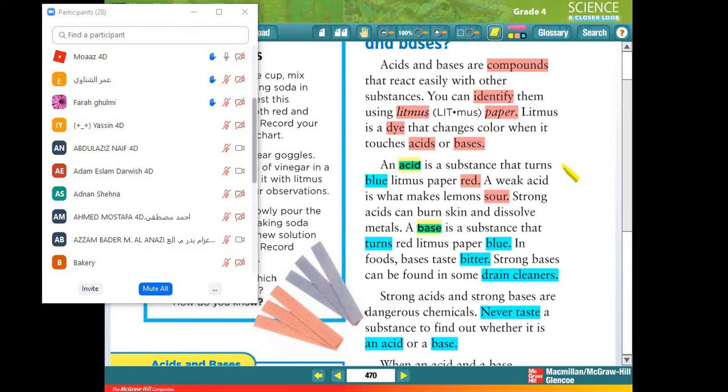Okay, guys, now in the base we also have a weak base and a strong base. The weak base you can sometimes find in bread or like that, and the taste will be bitter. And the strong bases you can find in cleaners. Your mother sometimes uses it to clean the glass or to clean the floor, and that is a strong base. Okay, and this is a strong base, very dangerous.